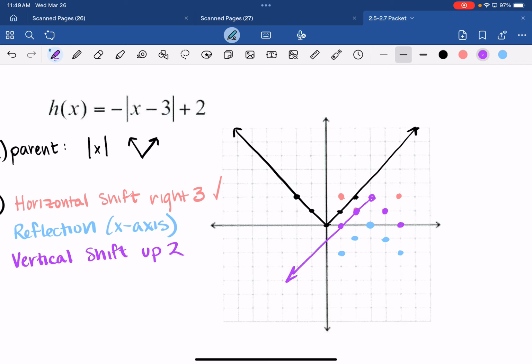And then make sure you connect your dots for your final function. Okay? So that's my last one.